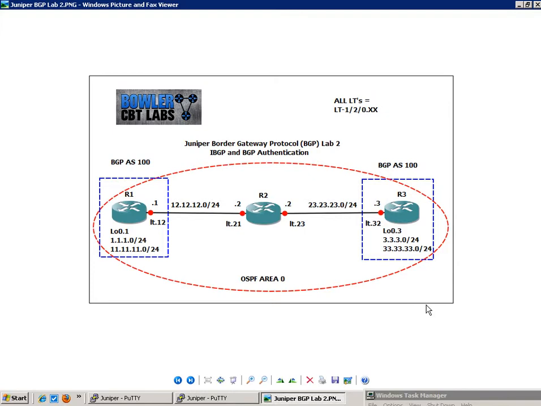IBGP is most commonly used when you are connected to the internet via two different routers or exit points out of your autonomous system. IBGP allows you to manipulate traffic exiting your autonomous system using BGP attributes such as local preference. It should also be known that all IBGP routers must peer to each other, and if this is not the case, then routing loops and black holes can occur.